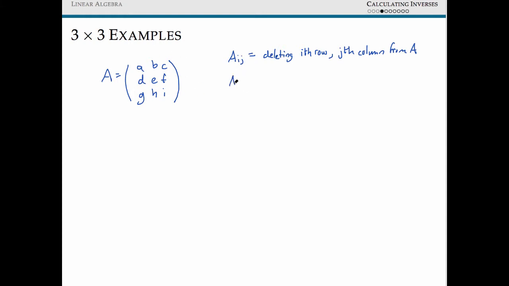So for example, A11 we would obtain by looking at our matrix and erasing row 1 and column 1. So A11 would be the smaller matrix E, F, H, I. If I wanted to obtain the matrix 2, 3, again I cross out my second row and my third column, so without continuing to write everything out every time, it's A, B, G, H, and so on.